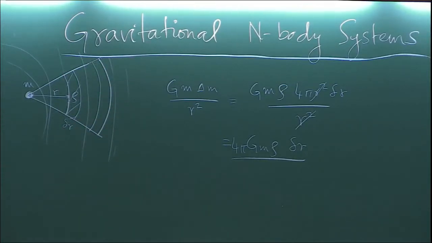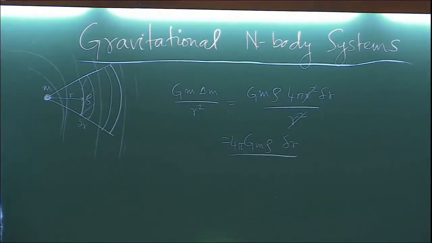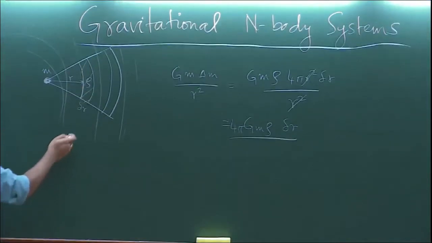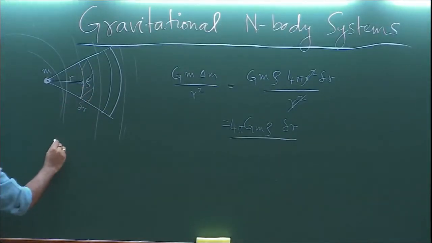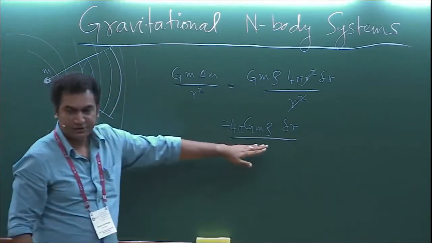But now, as you increase r in the same solid angle, you have a larger area, so you can have more stars. And the combined effect becomes independent of r. Another way to think about this is if you want to find out the influence of this mass distribution for shells that have equal delta r over r, so equal fractional widths, then this actually becomes proportional to r.